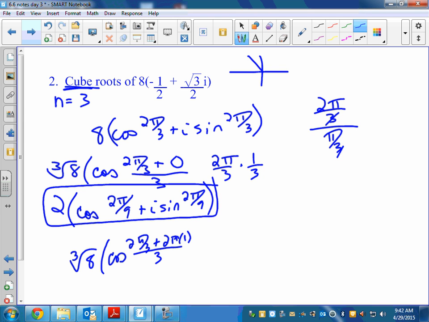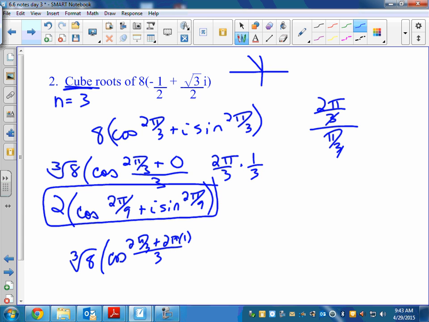2 pi would be 6 pi thirds. What is the top right? What does this say? 2 pi thirds plus 2 pi times 1.